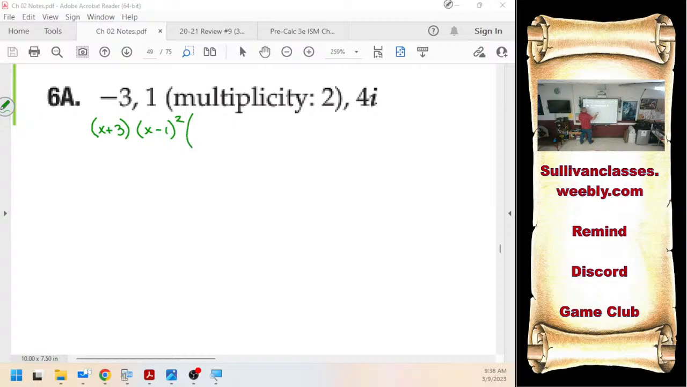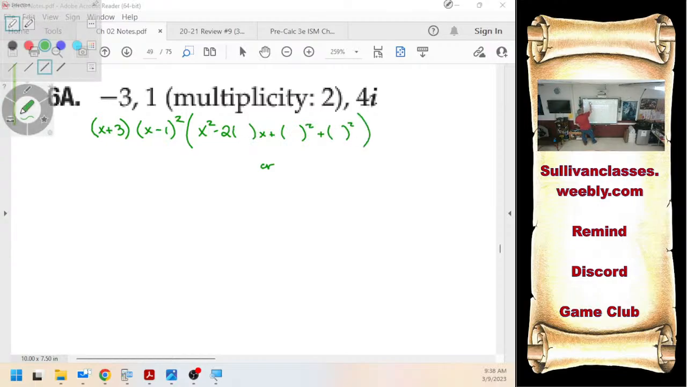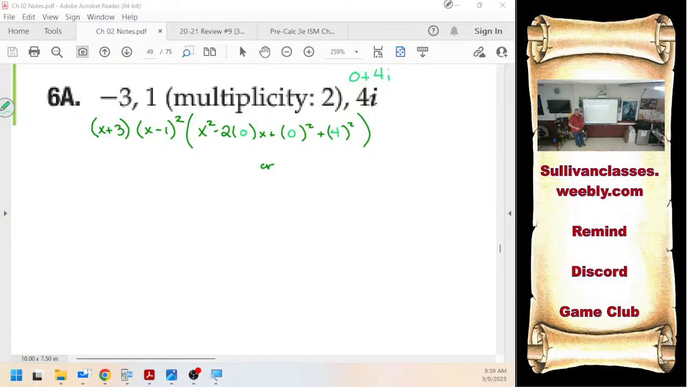And then you can either do the cheater, x squared minus 2ax plus a squared plus b squared, plugging in, get back here, a 0 and a 4, because I need to turn 4i into a complex number by doing 0 plus 4i.